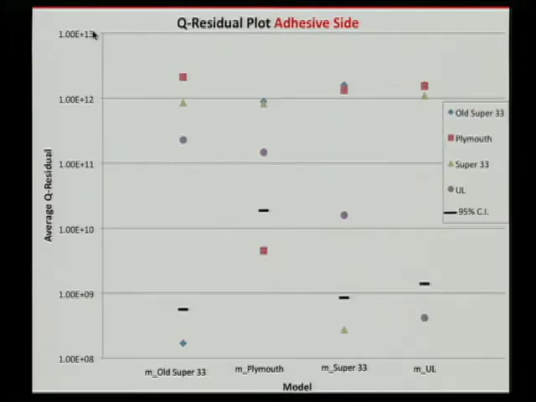Here's our Q residual plot, and the take-home message from this is just that all brands are distinguishable to 95% confidence from one another.